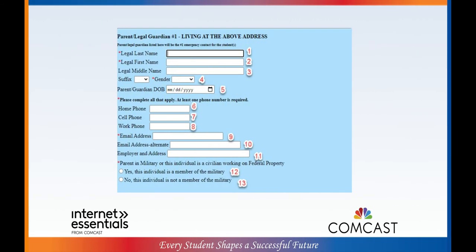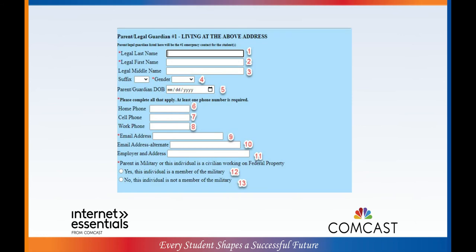The next section is for you to fill out information on parents or guardians that live at the address that you have listed. The first person's information you entered will be the emergency contact for the student. Boxes with a red asterisk or star next to them are required.